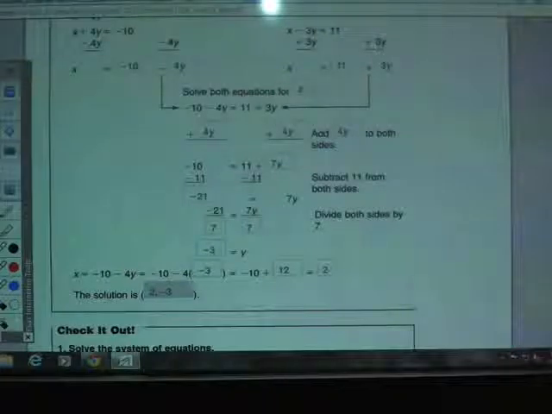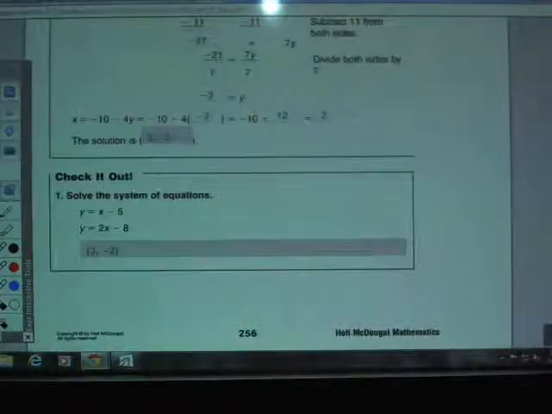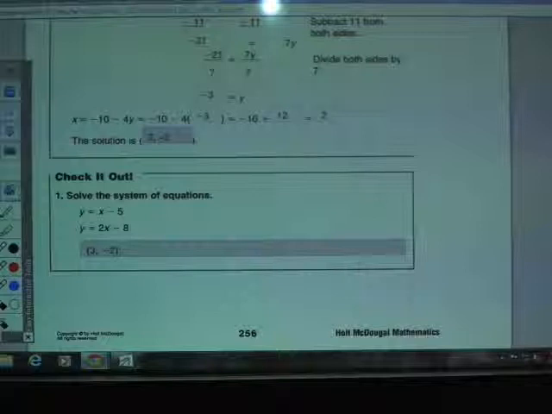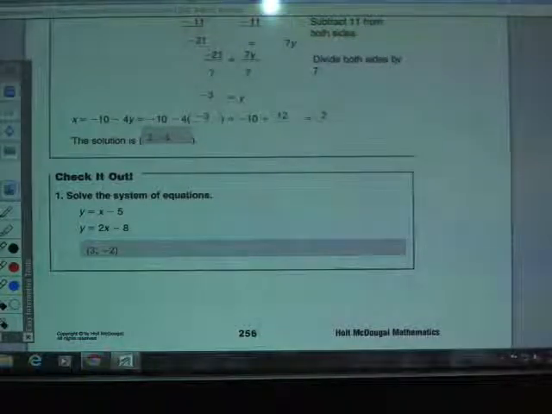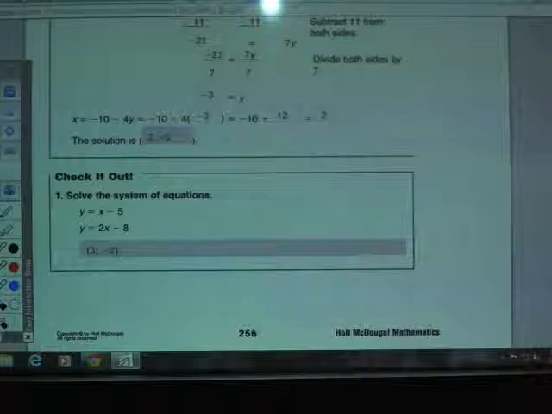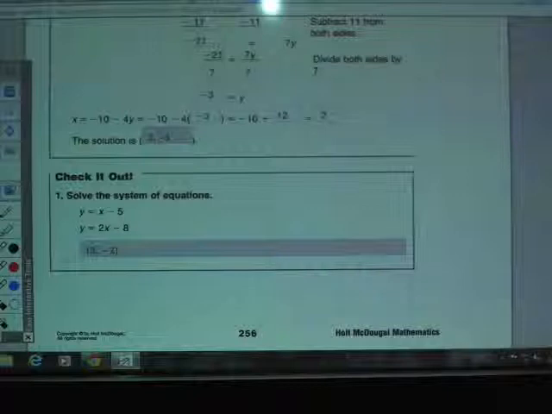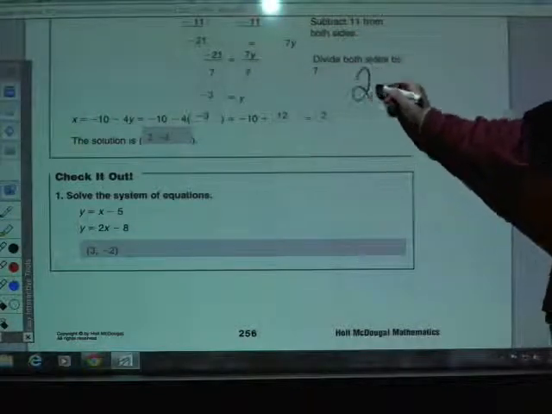All right, let's try one more here and then check it out example. We've got y equals x minus 5 and y equals 2x minus 8. So they've done the grunt work for us. So since they've done the grunt work for us, they have both of these equal to y. Since both of these are equal to y, that means we can go ahead and set them equal to each other. So since y is the same as x minus 5, and y is also the same as 2x minus 8, we're going to say that 2x minus 8 is the same as x minus 5.